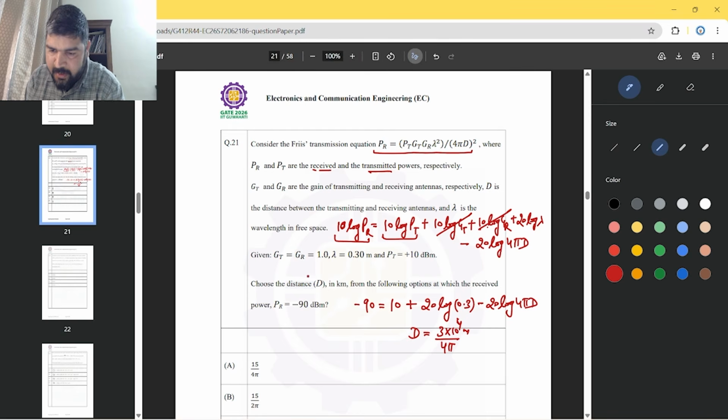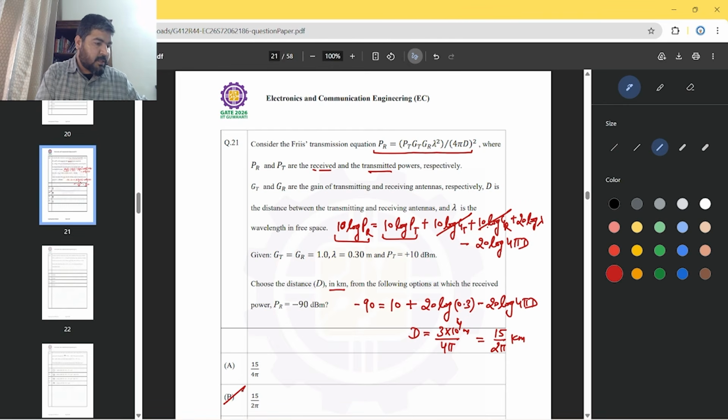Since the answer asked is in kilometers, we have to convert this into kilometers. So it will become 30 upon 4 pi kilometers, and you can simplify it to 15 upon 2 pi kilometers. Okay, so this is the correct answer. I hope you understood it. Let's move to the next question.